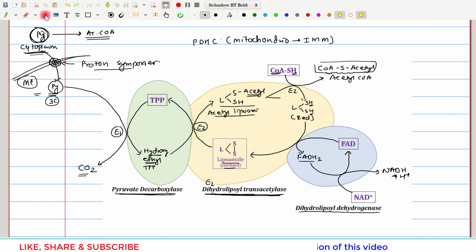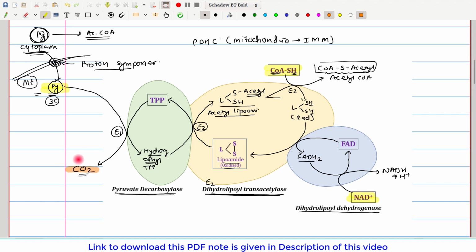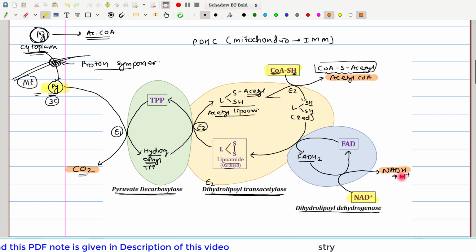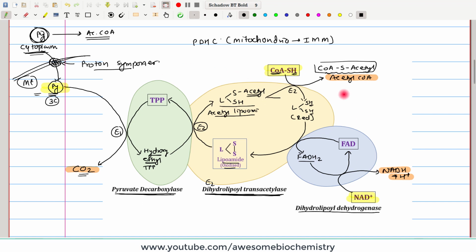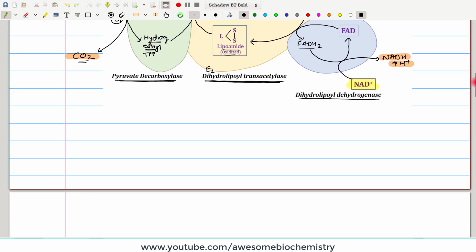As you can see, here we have a total of 3 substrates. One is this pyruvate, the second one is this coenzyme A, and the third one is NAD plus. And here we have 3 different products. These products are, one is carbon dioxide, the second one is acetyl coenzyme A, and the third one is NADH and H plus. So if I want to write down this entire reaction in a simplified form, I can write it like this. We have 3 substrates, right?